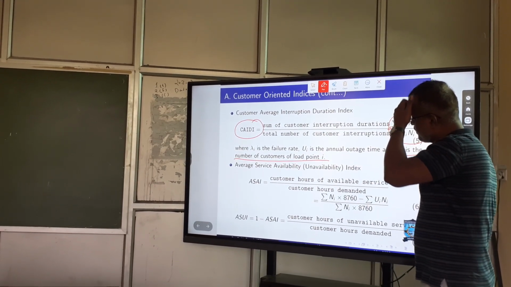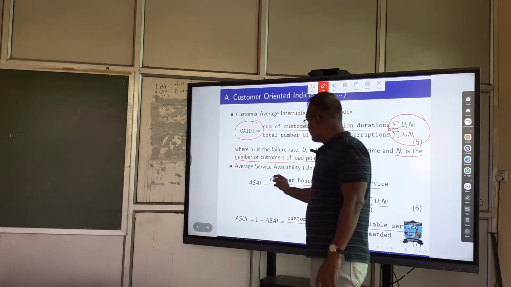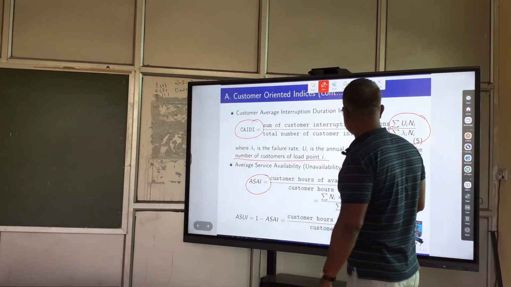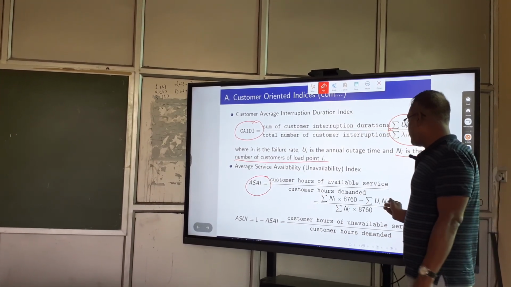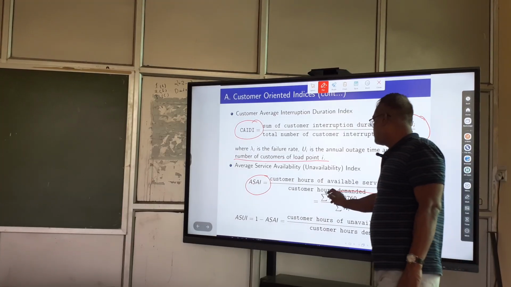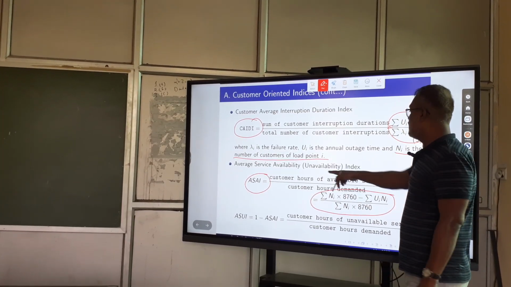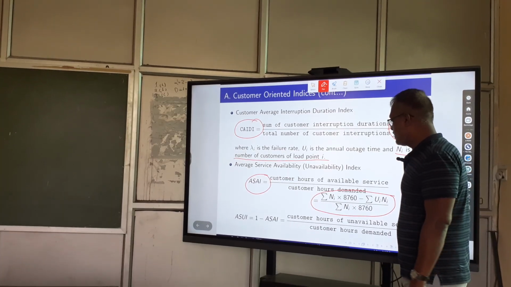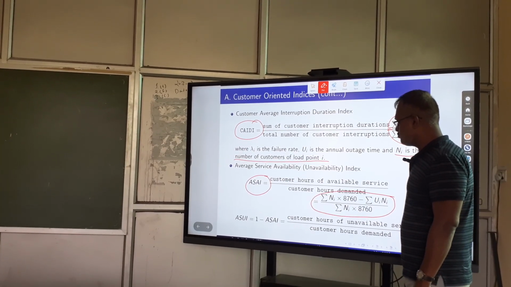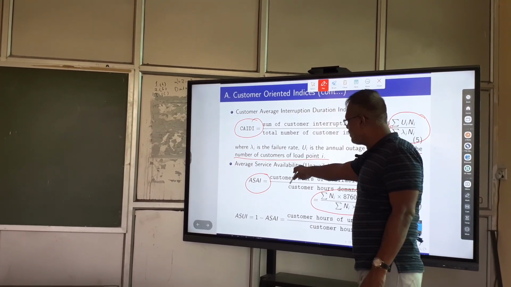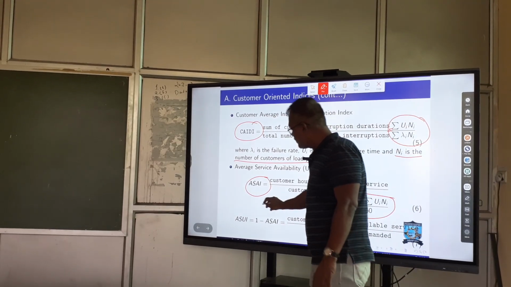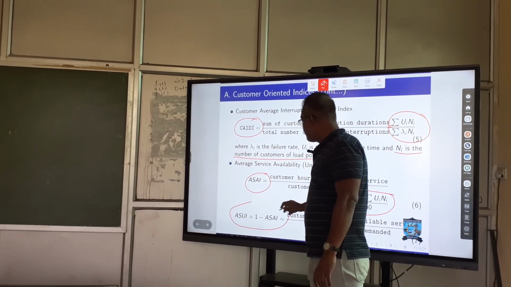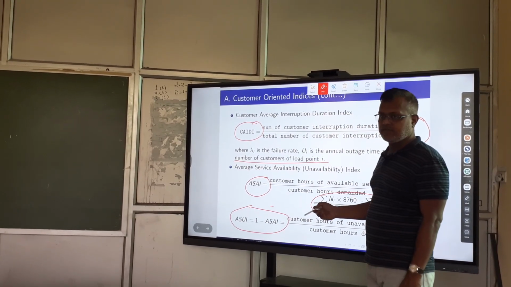Then average service availability index, ASAI, that is equal to Ni minus Ui Ni. Just write down this. That is customer hours of available service divided by customer hours demanded. And then this is average service availability index. The other one is average service unavailability index, which is simply equal to 1 minus ASAI. So write down.